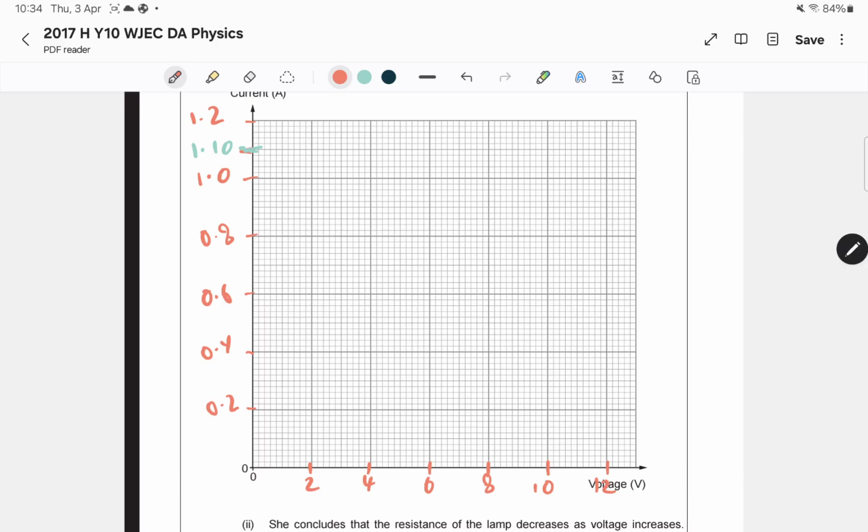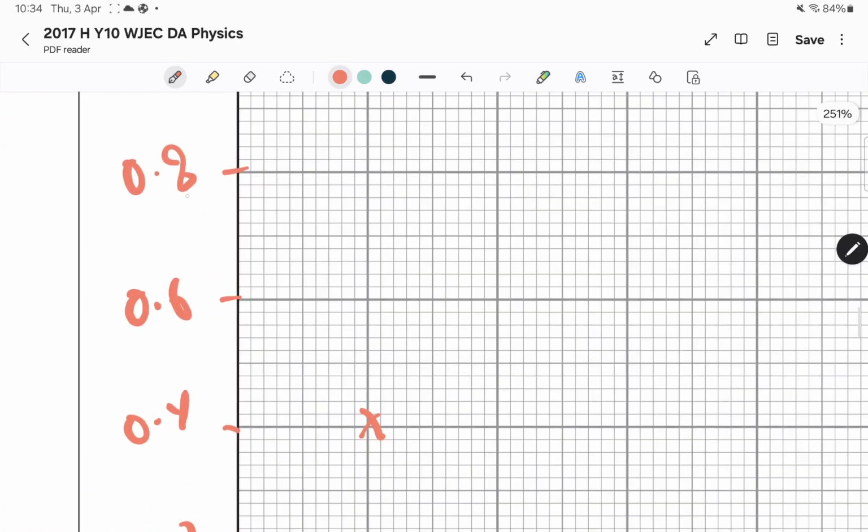And then we just plot the points. Our first point was 0, 0. The next one is 2 volts and 0.4. You should have done this by now. 4, 0.76. So look what 0.76 is. That would be 0.7 here. Each little square is worth 0.02, so that's 0.72, 0.74, 0.76 is here. That's 0.76.